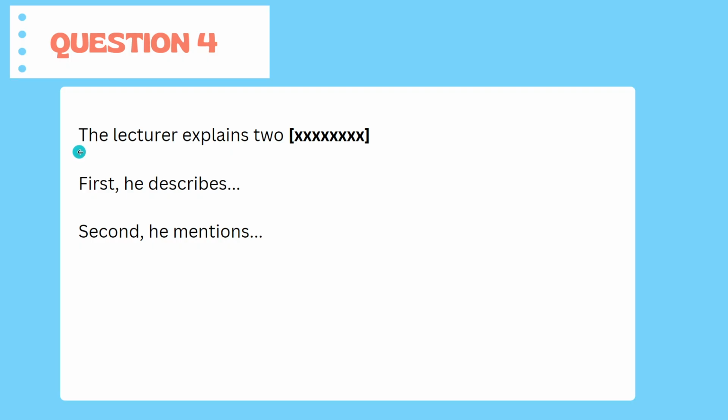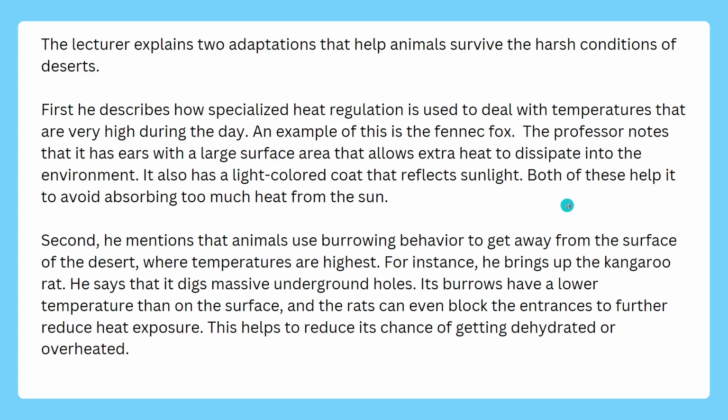But basically, start with something like, the lecturer explains two changes caused by the Industrial Revolution, 2 adaptations of animals that live in deserts, 2 definitions of money, whatever. First, he describes, and then you're going to summarize the first thing, the first change, the first adaptation, the first definition. Second, he mentions, and then you're going to summarize the second thing. Pretty short and sweet, right?